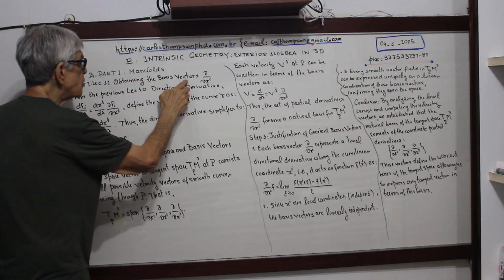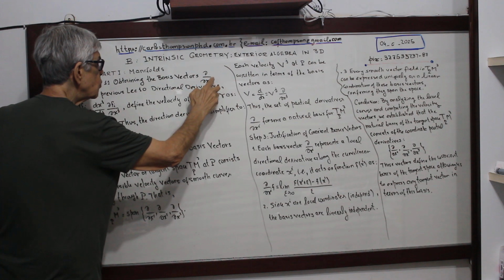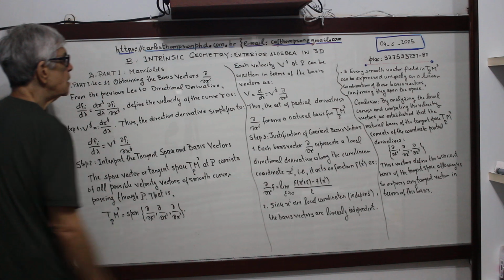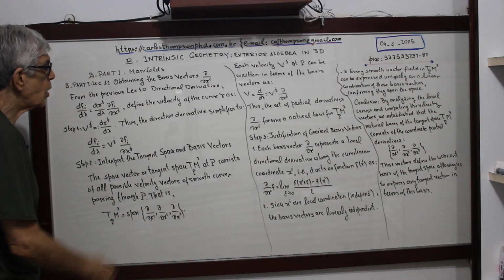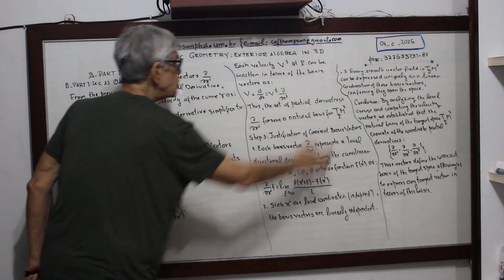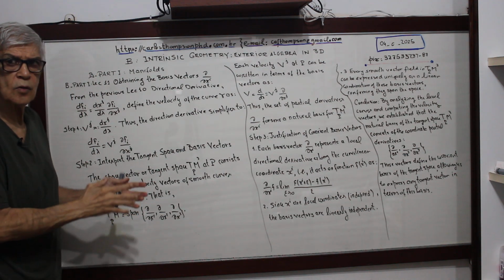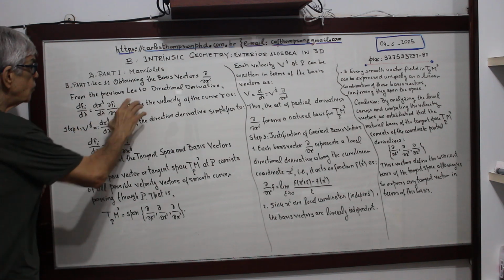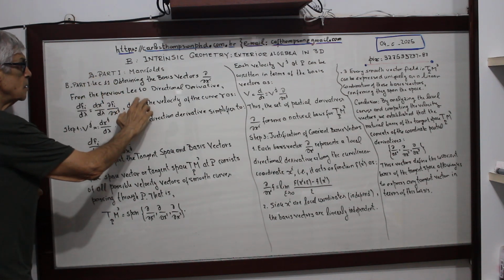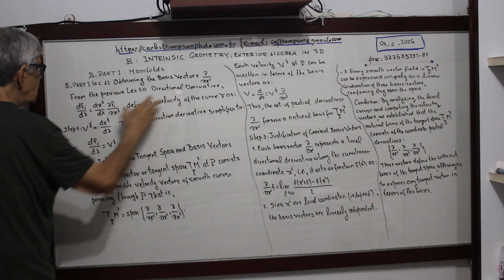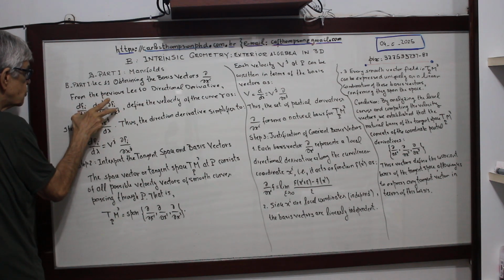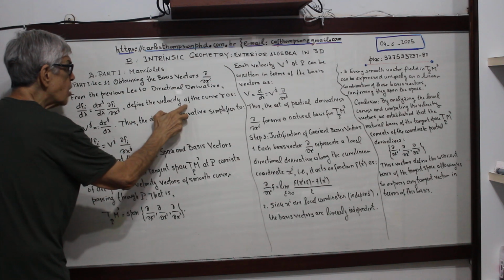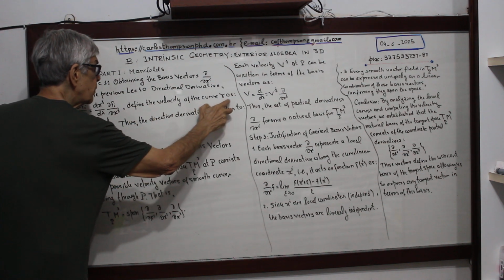Obtaining the basis vectors partial with respect to the curvilinear coordinate xi, where in this case, for 3 dimensions, i is 1, 2, or 3. Now, from the previous lecture, lecture 10, the directional derivative, we derived this expression here. Now we'll define the velocity of the curve gamma.